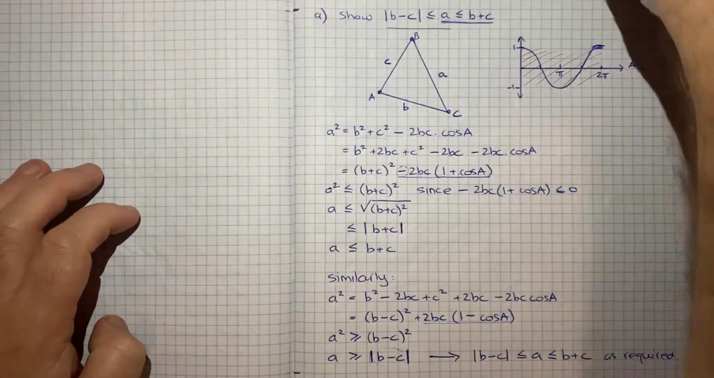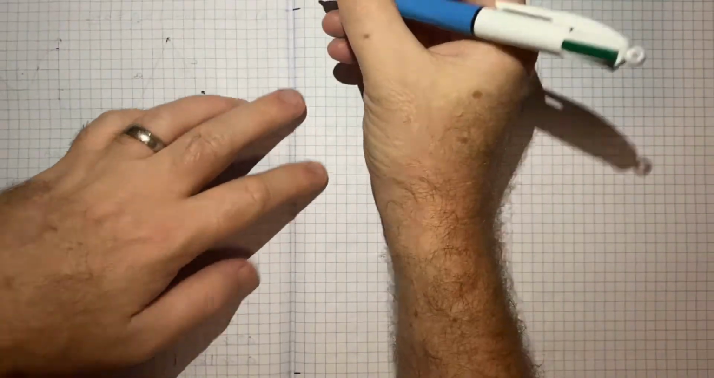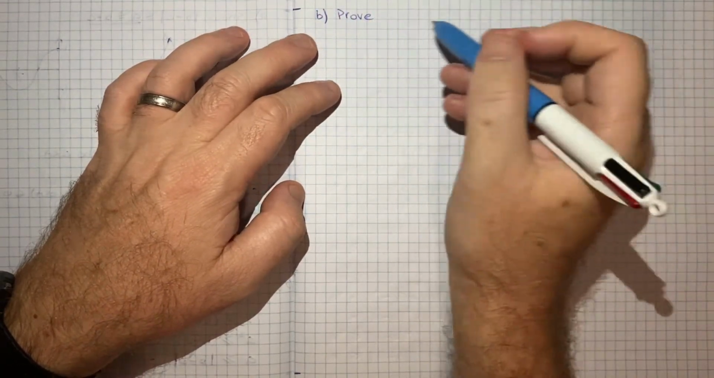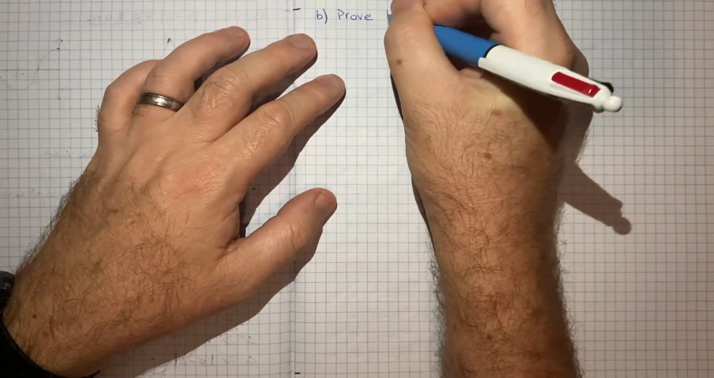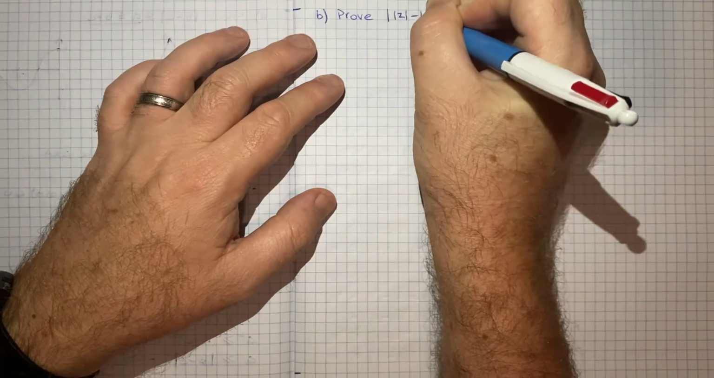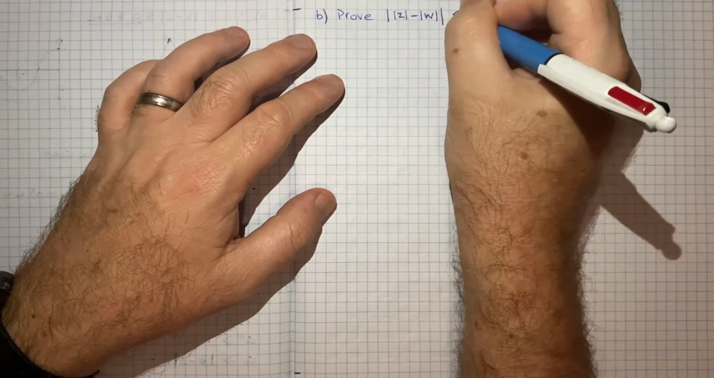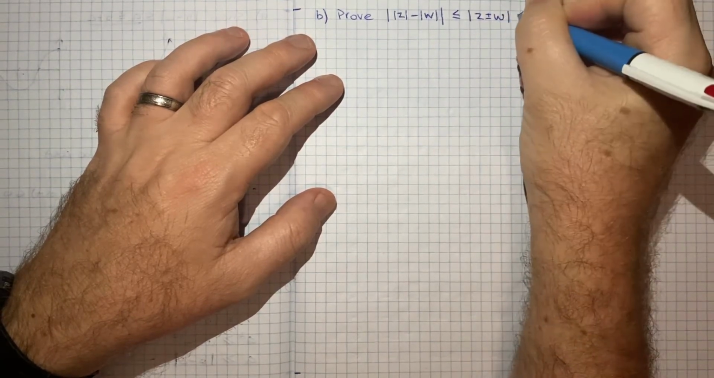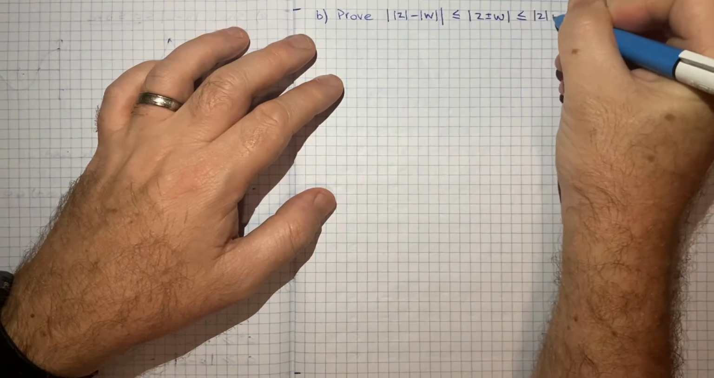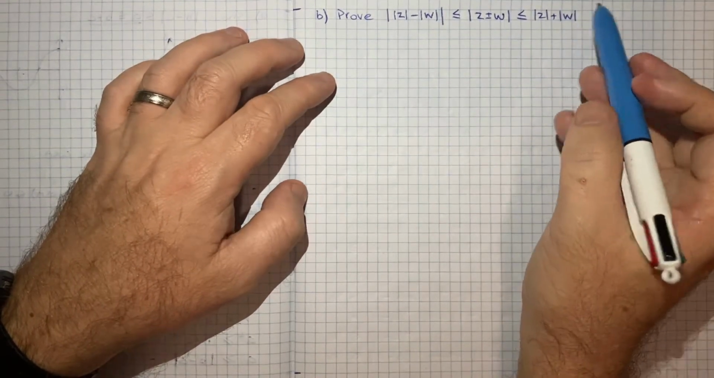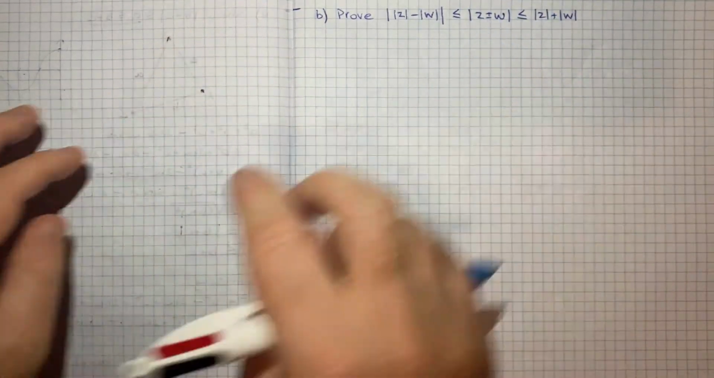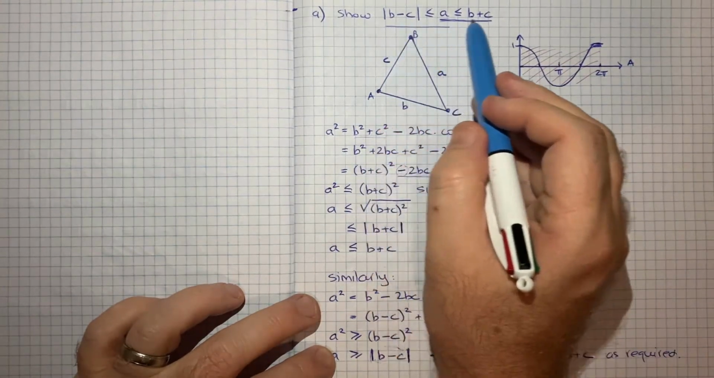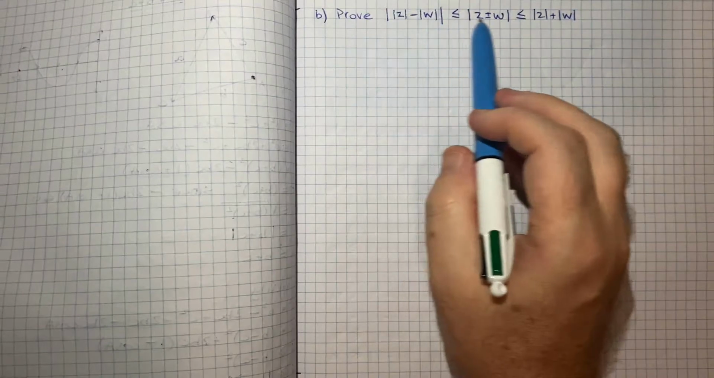So let's turn over to take a look at part B. Part B wanted us to prove this kind of inequality with our complex numbers. So it's the magnitude of mod z minus mod w less than or equal to mod of z plus or minus w, which is less than or equal to mod z plus mod w. And there's the word hence in the question, which says link it up with what we've just shown in part A. And you can see the layout of this inequality is very similar to what we're trying to show.